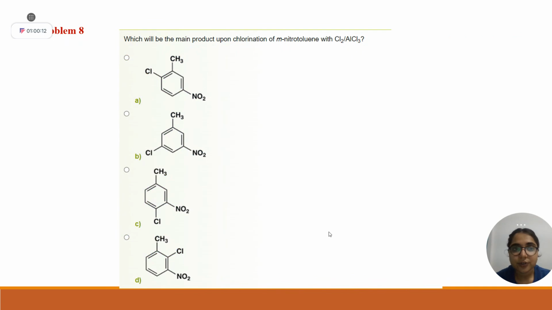If you have understood, then please give the answer to this question. Which will be the main product upon chlorination of meta-nitrotoluene with Cl2/AlCl3? Before answering, tell me what is the active electrophile in this reaction.